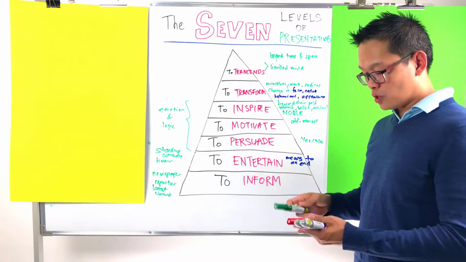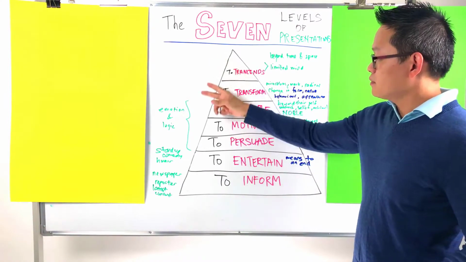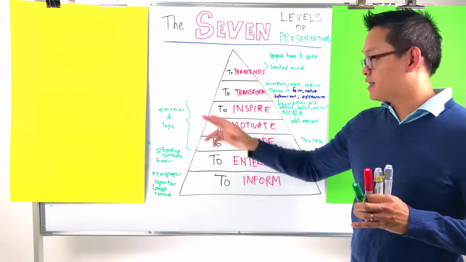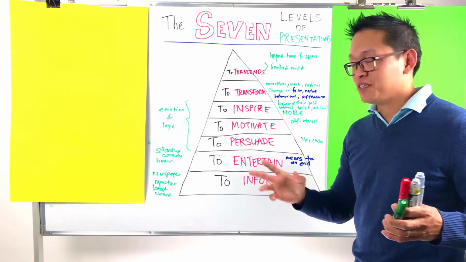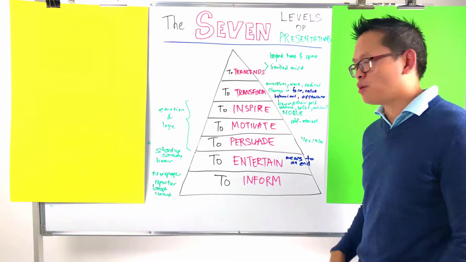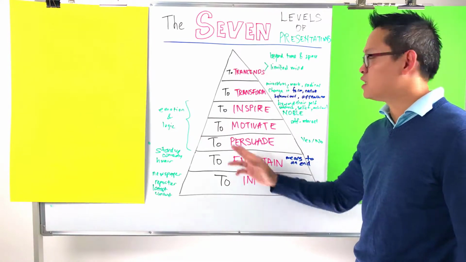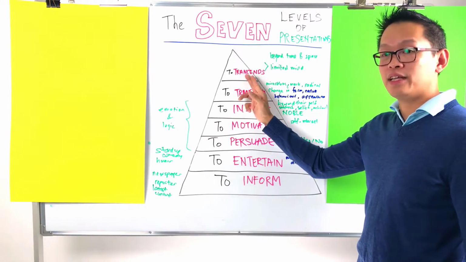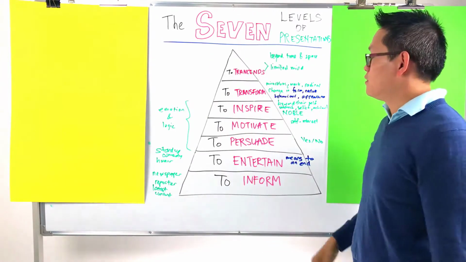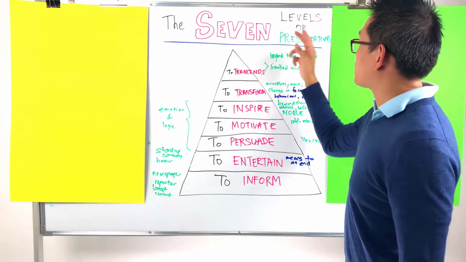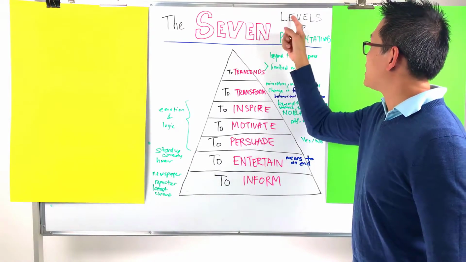And this doesn't happen in just a 5 to 10 minute speech or even 1 to 2 hours. It is a journey of transformational and then subsequently transcendental into a higher self. So this is what I call the 7 levels of presentation.